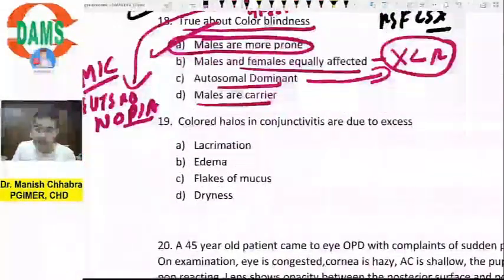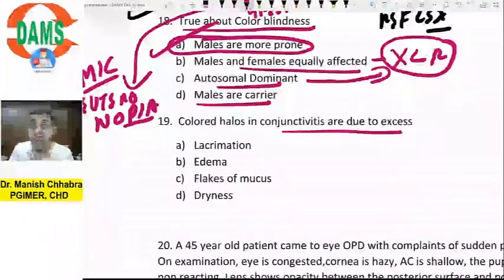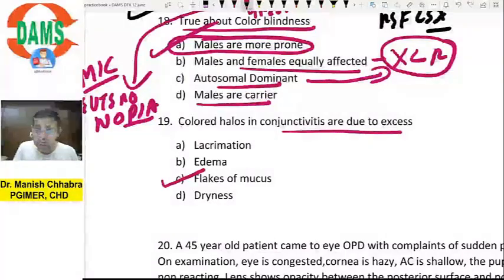Okay, now colored halos in conjunctivitis are due to excess of what? Of course, if there is conjunctivitis, there will be discharge. These are actually flakes of mucus. When the flakes of mucus get deposited on the cornea and light comes, it passes through the flakes of mucus and gets split up into different colors, which is VIBGYOR, and the patient may have colored halos.